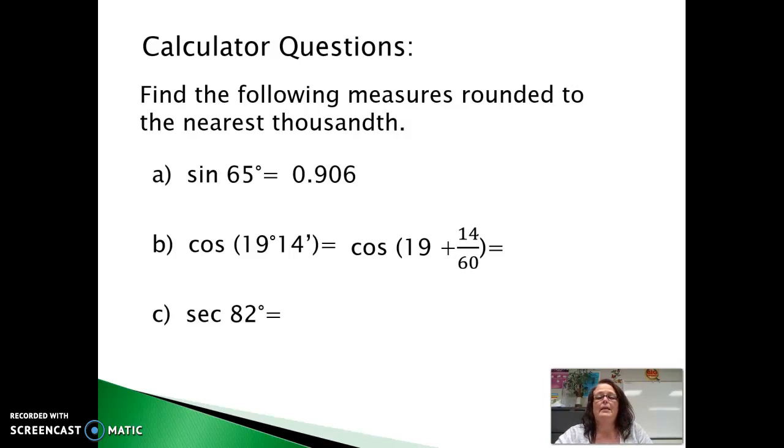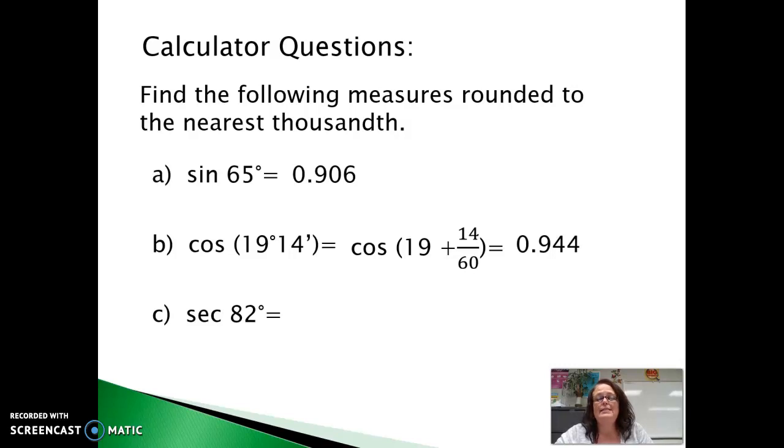So with B, if you have a forward thinking calculator, you're going to press cosine. Make sure you put in the parentheses, and then 19 plus 14 over 60. Now, it doesn't matter if you use divided by or if you use the fraction button, and then close the parentheses. If it's a backwards thinking calculator, you'll just do the parentheses part first, and then the last thing you'll do is press cosine, and either way you should get 0.944.